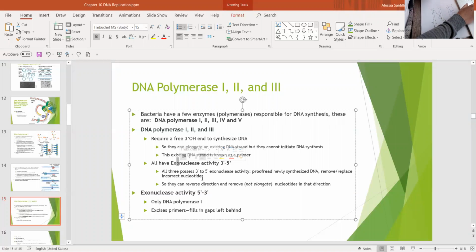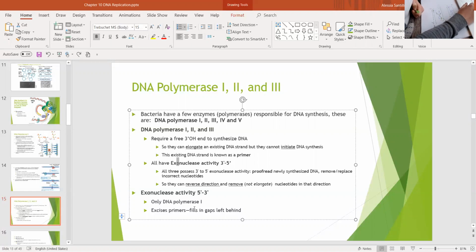Okay, so basically they reverse direction. They basically screech to a stop if they stalled. They screech to a stop if they realize that they made a mistake. They go back, they reverse direction, so 3' to 5', and as they reverse direction, they're just basically eating away at the DNA that they just made. One of those nucleotides that they eat away is definitely going to be that mutated nucleotide that they accidentally introduced. And then after a little bit, they're going to go back and start elongating as per usual.